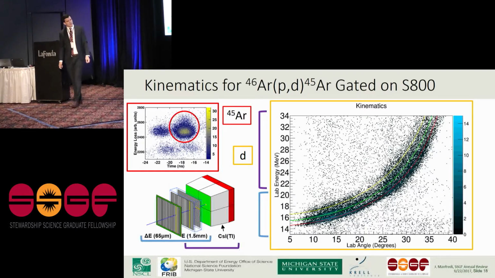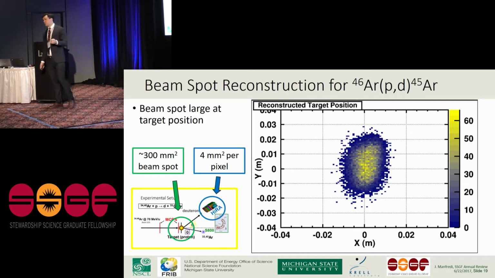And now I'd like to add in one more ingredient, which is the MCP detectors I talked about earlier. Like I said, we can reconstruct the position on target where the reaction is happening. And we can see that the beam spot actually looks quite ugly. This is important because we have these nice little pixels in HIRA. It doesn't really make sense to have these tiny pixels if your beam spot is so huge you don't really know where the deuteron is coming from.